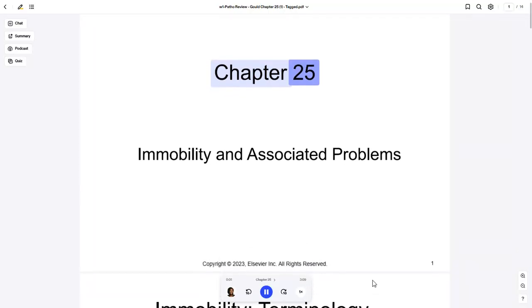Chapter 25, Immobility and Associated Problems. Copyright 2023, Elsevier Inc. All rights reserved.